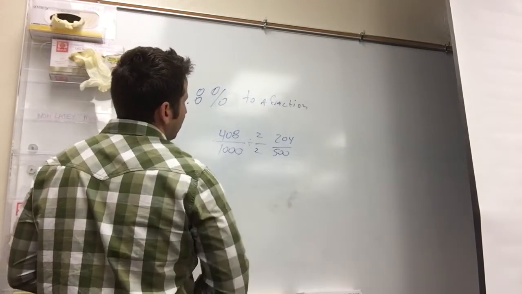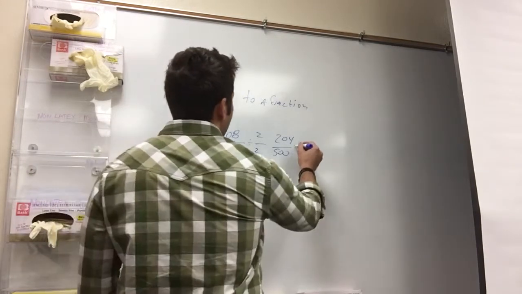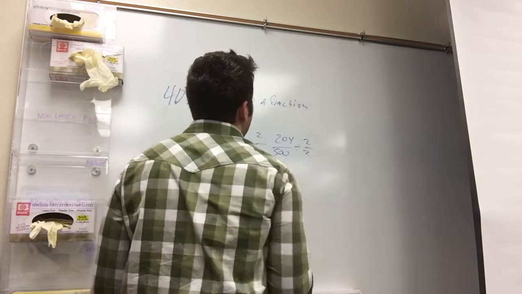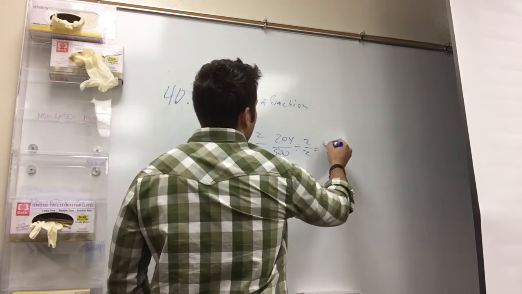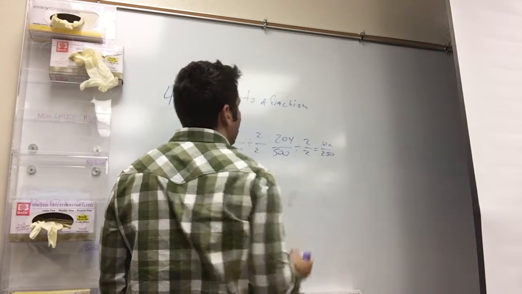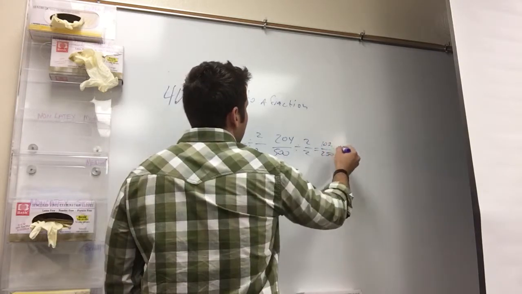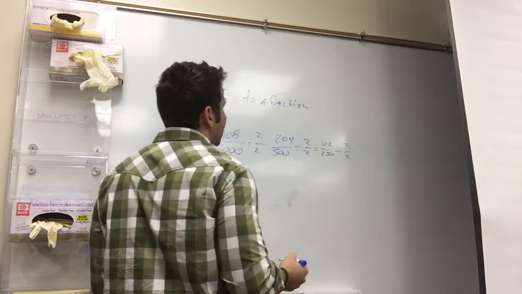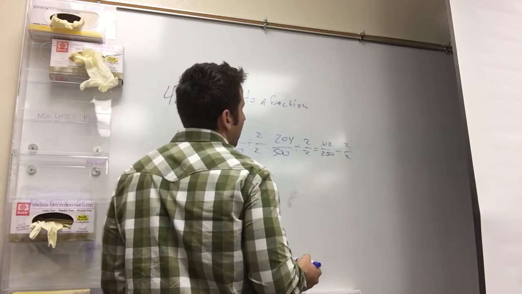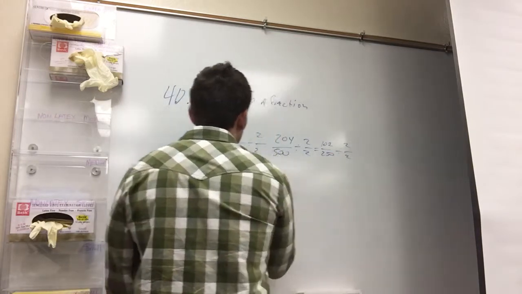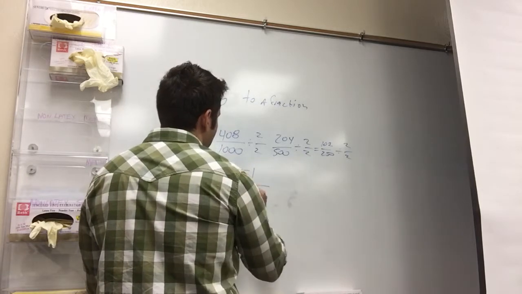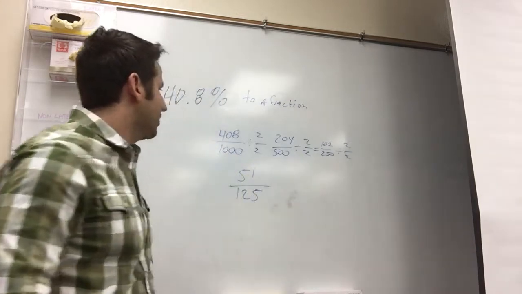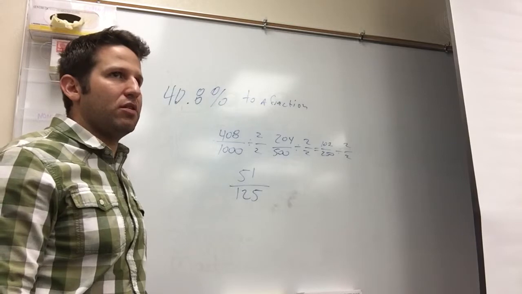Okay, so divide it by 2 again. If I divide it by 2 again, it's 102 over 250. Divide it by 2 again. It would have been easier to divide it by something bigger. That gives 51 over 125. Is that now the lowest possible answer? Yes.